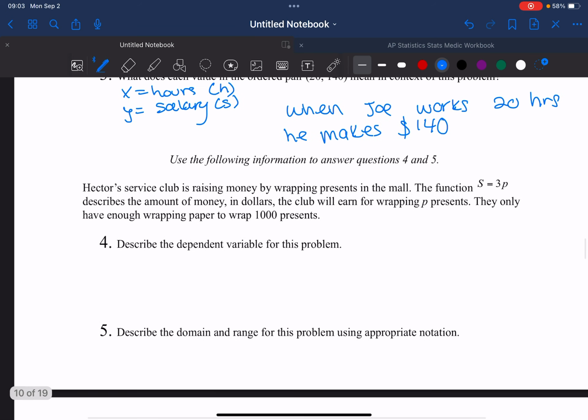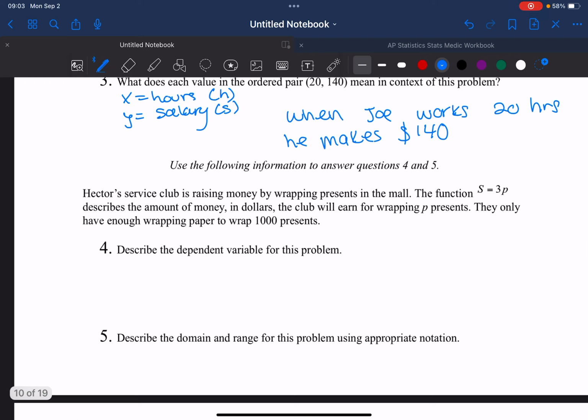Now let's look at the next problem. We have Hector Service Club is raising money by wrapping presents in the mall. The function S equals 3P describes the amount of money in dollars the club will earn for wrapping P presents. They only have enough wrapping paper to wrap 1,000 presents. So number 4 wants us to describe the dependent variable. So remember, we said the independent variable was our X value. So our dependent variable is going to be our Y value.